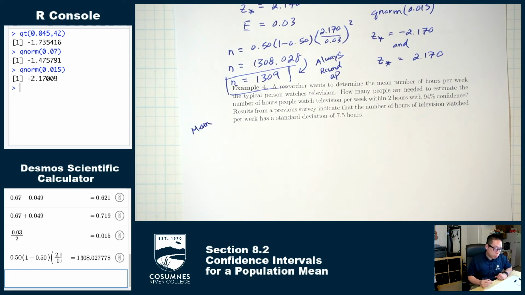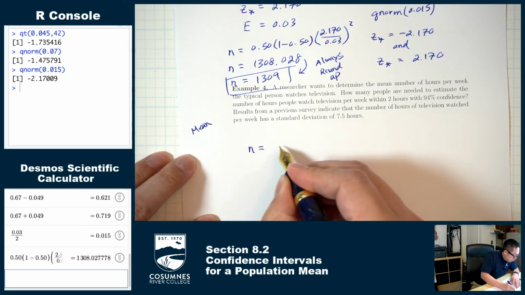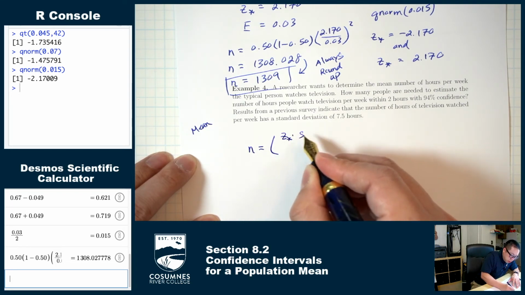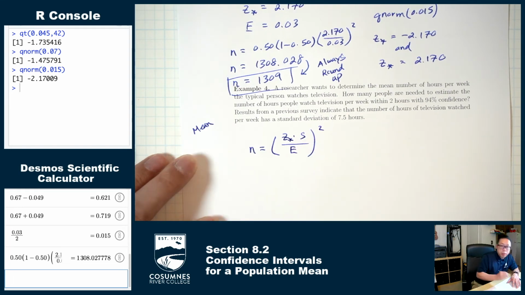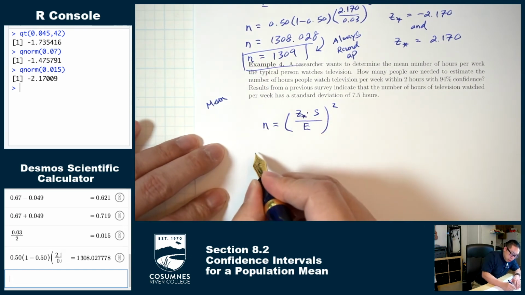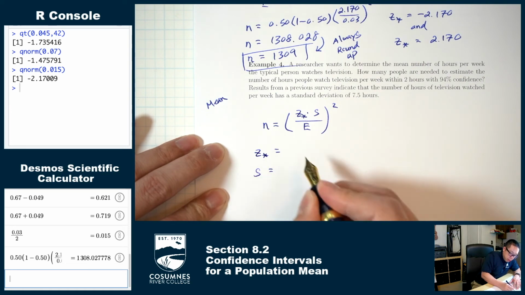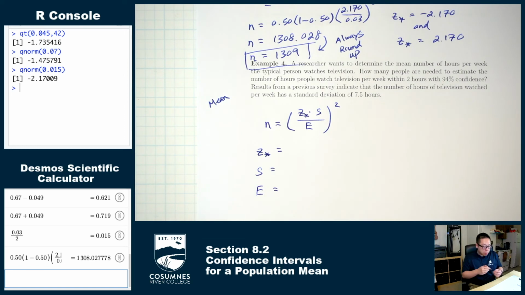The sample size formula for means is going to be z star times s over e, squared. I'll need to find something to plug in for z star, something to plug in for s, and something to plug in for e. Let's start with e again. e is the margin of error. So what margin of error are we shooting for here?